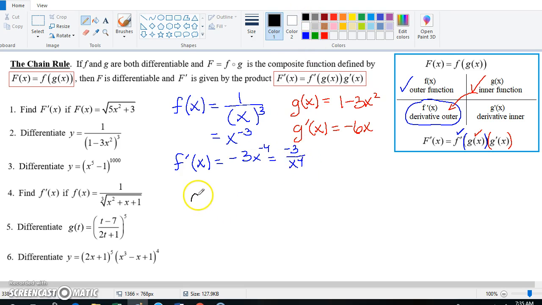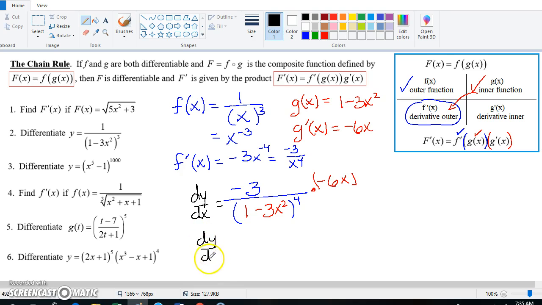All right, let's put this together. The derivative of y with respect to x will be the derivative of the outer function. So let's write that down as a nice template. Negative 3 over something to the fourth power. What something? G of x. Then I multiply by the derivative of g of x. Simplifying all this, combining like terms, whatever we can do here, this is going to become a positive 18x in the numerator over 1 minus 3x squared to the fourth power.